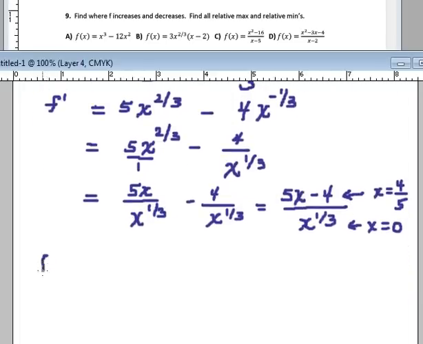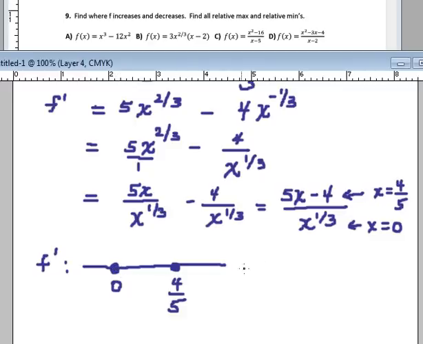Alright, let's do our plus minus analysis of f prime, and we're going to put 0 and 4/5 on the number line. Now notice here I put a closed dot. Even though f prime does not exist at x equals 0, I put a closed dot because f does exist at x equals 0. So this is not a vertical asymptote. So I'd like to write a closed dot over here.